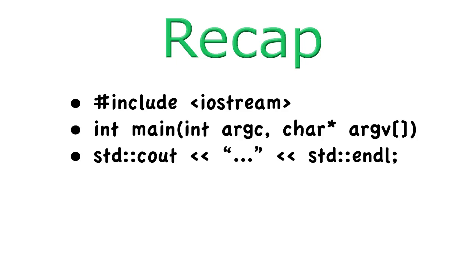Okay, so quick recap. When you want to use cout and endl, you write #include <iostream> or iostream.h on the top of your C++ file. The main method has a return type of int, and you print stuff to the screen by writing std::cout, two less than characters, a string, and then two other less than characters, and then std::endl.